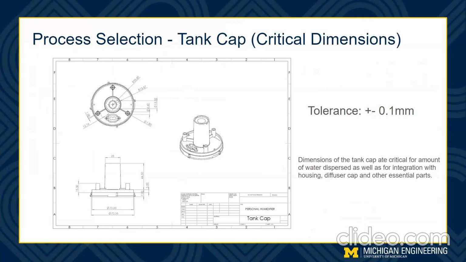The most important are the diameter of the central hole, which determines how much steam is dispersed by the humidifier, as well as the sizing of the holes and the slots along the periphery, which facilitate integration with other components such as housing, diffuser cap, etc. A tolerance of plus minus 0.1 mm was chosen for this part, which is typical for any 3-axis lathe.